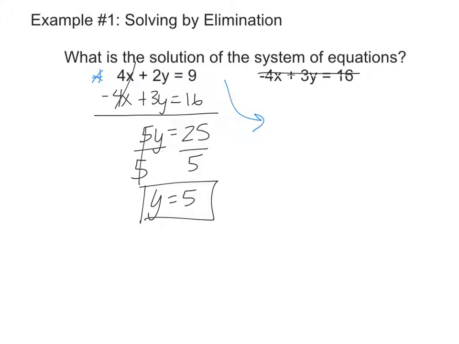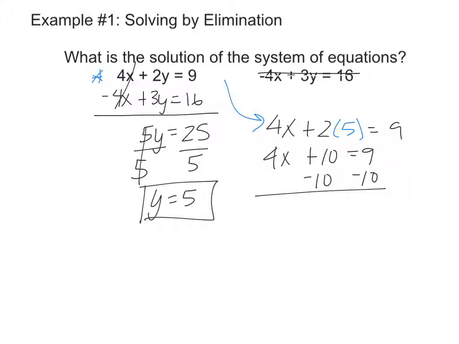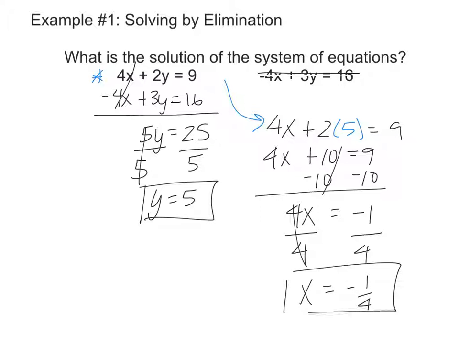So let me do that. So I would have 4x plus 2 times what I'm substituting, which is 5, equal to 9. So I have 4x plus 10 equal to 9. Again, I'm solving for x, so I'm going to subtract 10 on both sides and get 4x is equal to negative 1. Finally, divide by 4. So x is going to be equal to negative 1/4. That's fine with me. That's a fraction at that point.